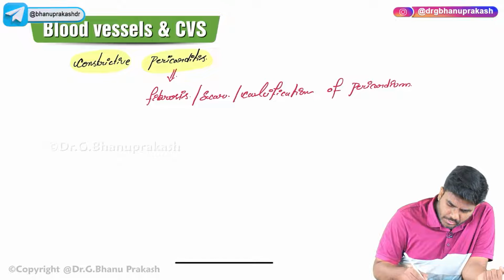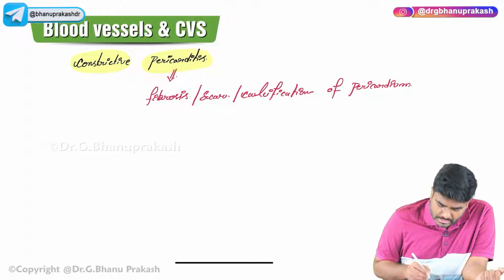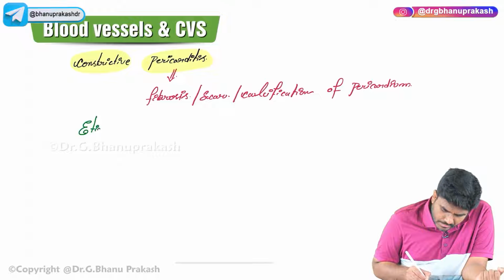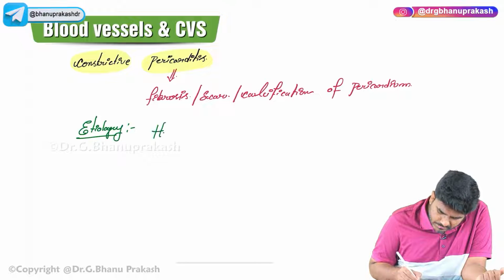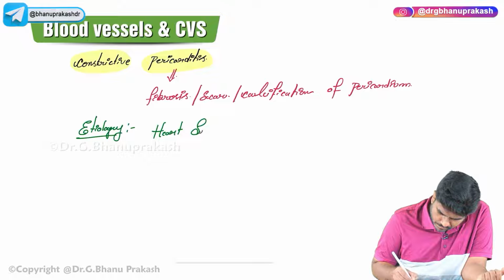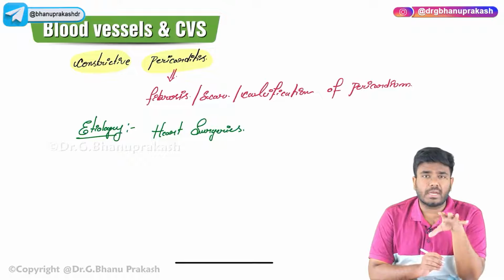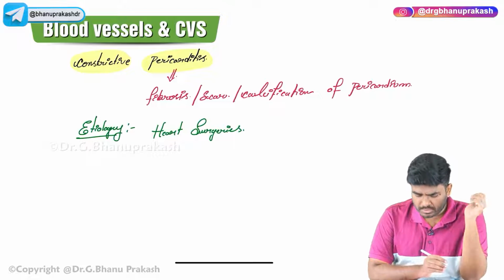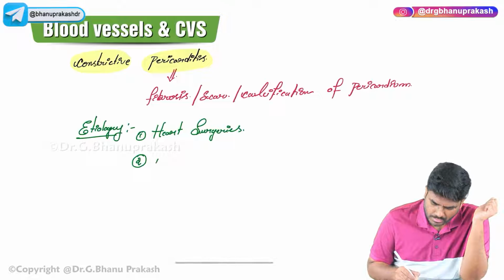Okay, so this constrictive pericarditis, it is seen in which cases? See, the etiology: it's seen after heart surgeries. During heart surgery there is some damage to the pericardium and the pericardium is going to heal with fibrosis or scar formation. So heart surgeries can lead to constrictive pericarditis, or post radiation.